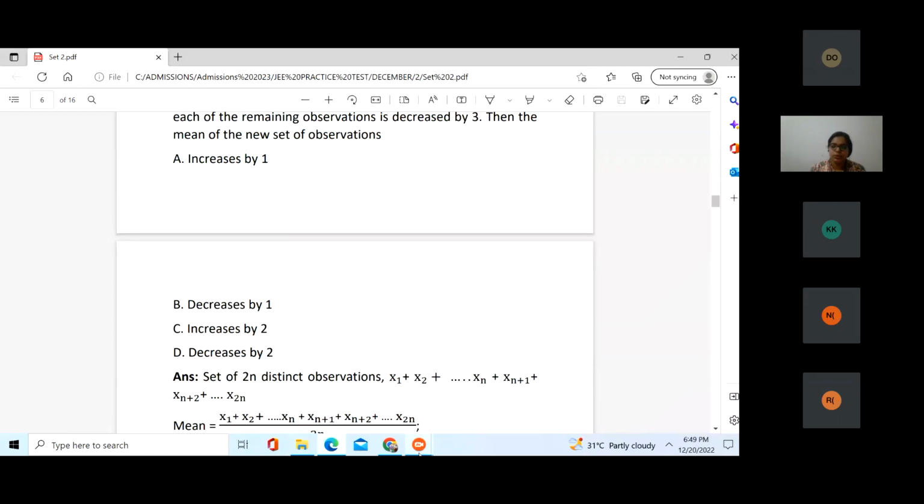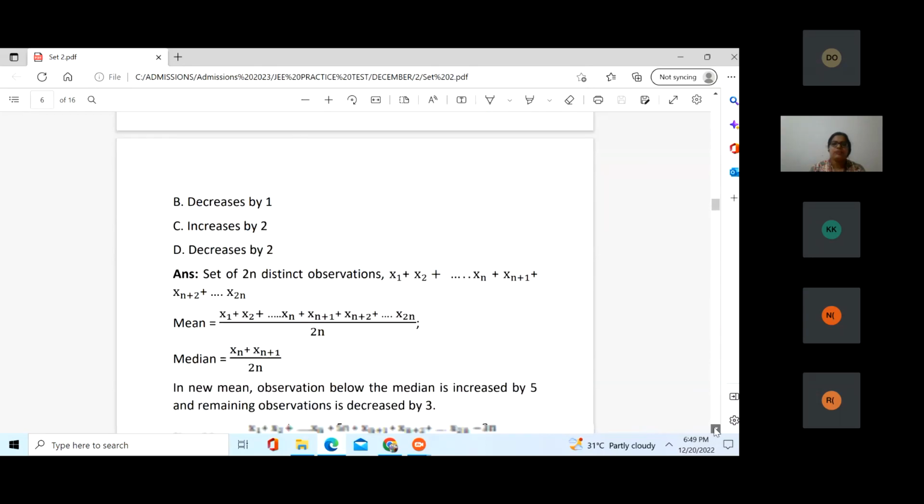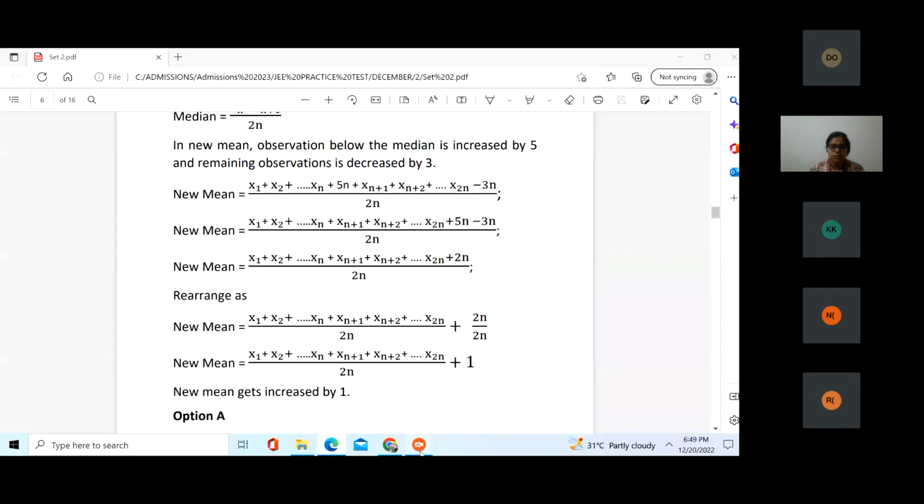I hope this answer is clear. You can just look into it. I have taken the number of observations and the median. All the observations below the median I have increased by 5, and all the remaining observations are decreased by 3. Now I'll be able to split these terms in such a way that I get the previous mean plus what happened to the new mean. So the total will be increased by 1. That is option A.